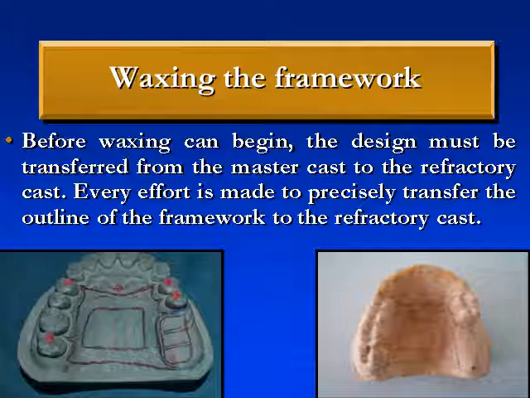Now, waxing the framework, or we start the procedure of making the wax pattern for the framework. Before we start waxing, the design drawn on the master cast must be transferred exactly from the master cast made from stone to the refractory cast made from the investment material. Every effort should be made to precisely and correctly transfer the outline of the metal framework to the refractory cast from the stone cast.